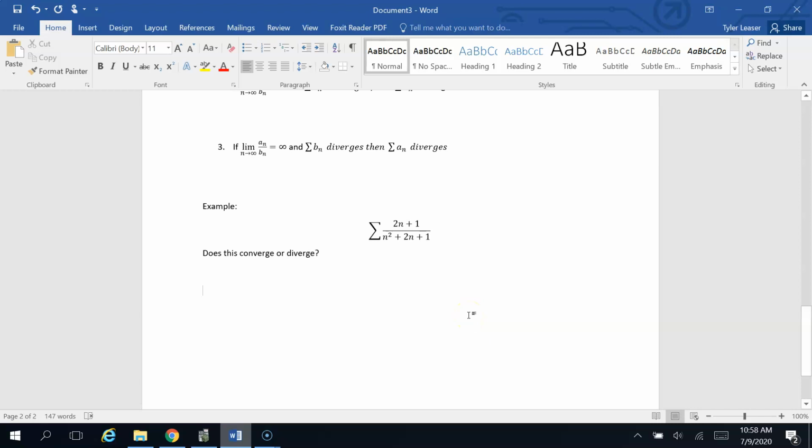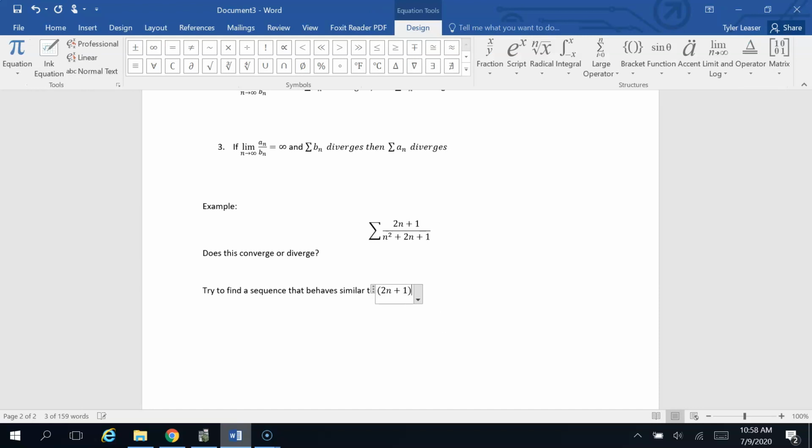The hard part is the same as the hard part from before. The hard part is choosing which series or sequence values to compare the original one to. You almost always want to compare this to one that behaves very similarly. So we want to try to find a sequence that behaves similar to the one that we have up top there, 2n plus 1 over n squared plus 2n plus 1.